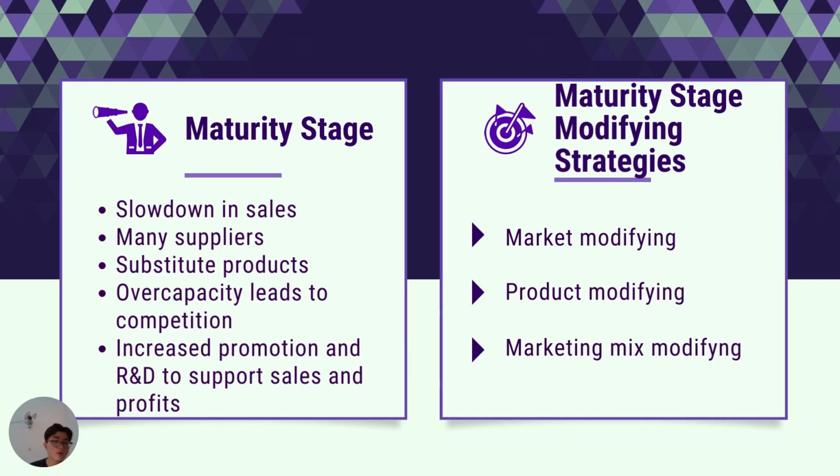And in the next slide, we will talk about the maturity stage of the product life cycle. It presents challenges for marketing management. Overcapacity leads to increased competition and reduced prices, advertising, and product development budgets. This results in a drop in profit, weaker competitors dropping out, and the industry becoming dominated by established competitors. In terms of maturity stage modifying strategy, we will cover market modifying, product modifying, and marketing mix modifying.